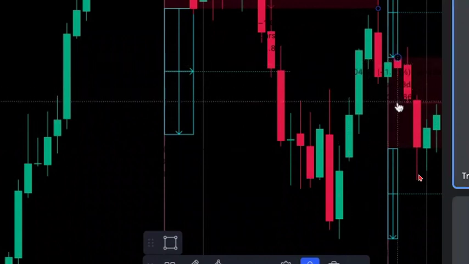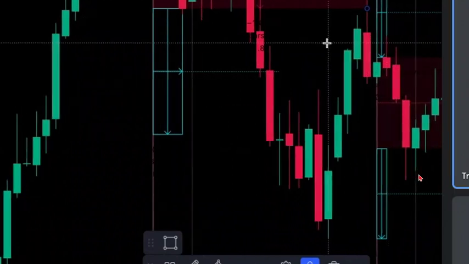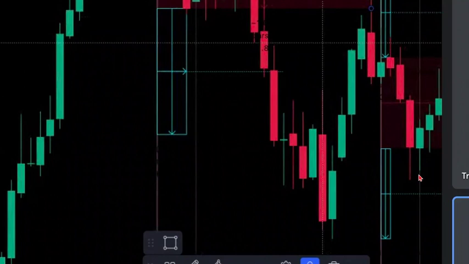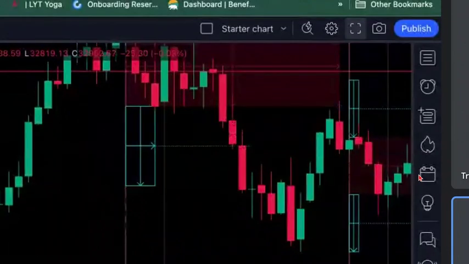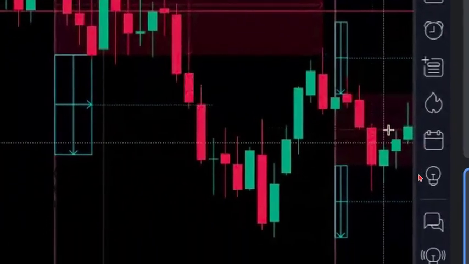The 50% of the body range is what? That red line right there. Yeah, boom. I'm in for a buy. So go ahead and get the horizontal line, and put a green line right there. I'm in for a buy.